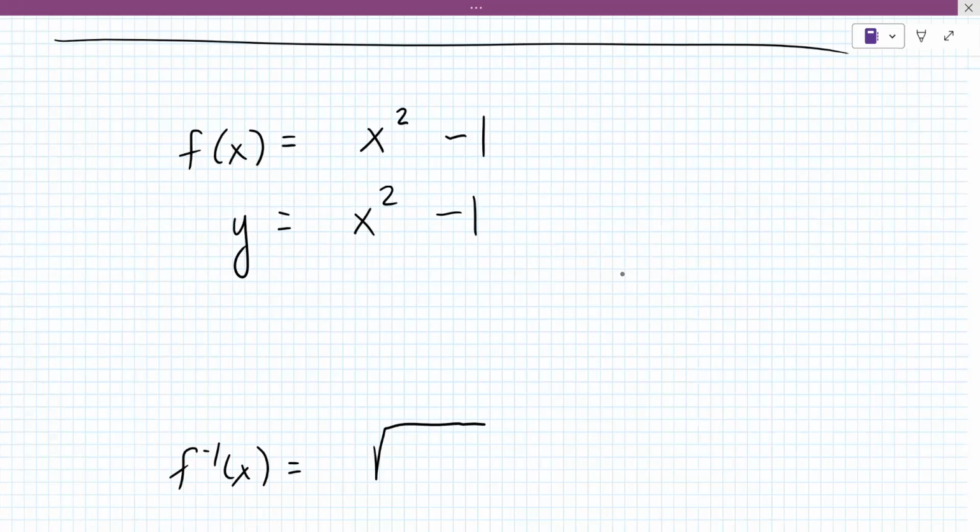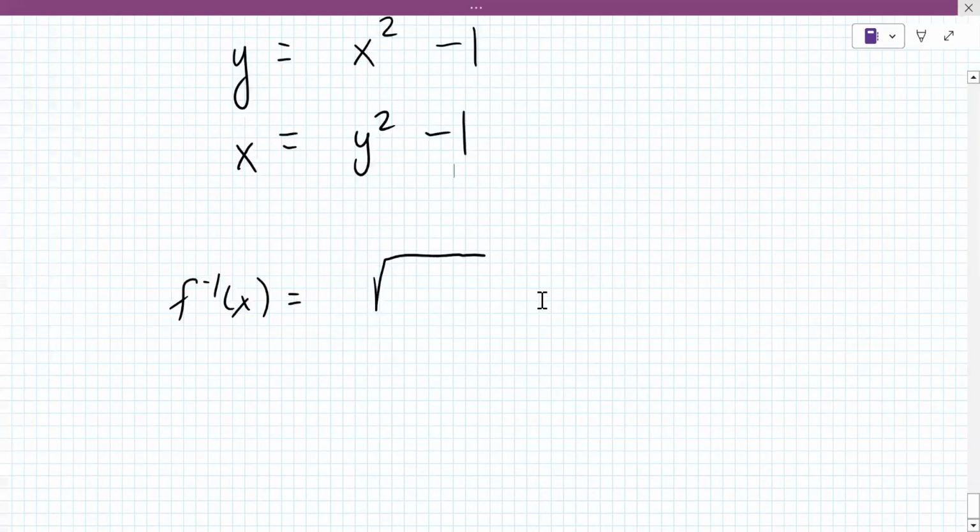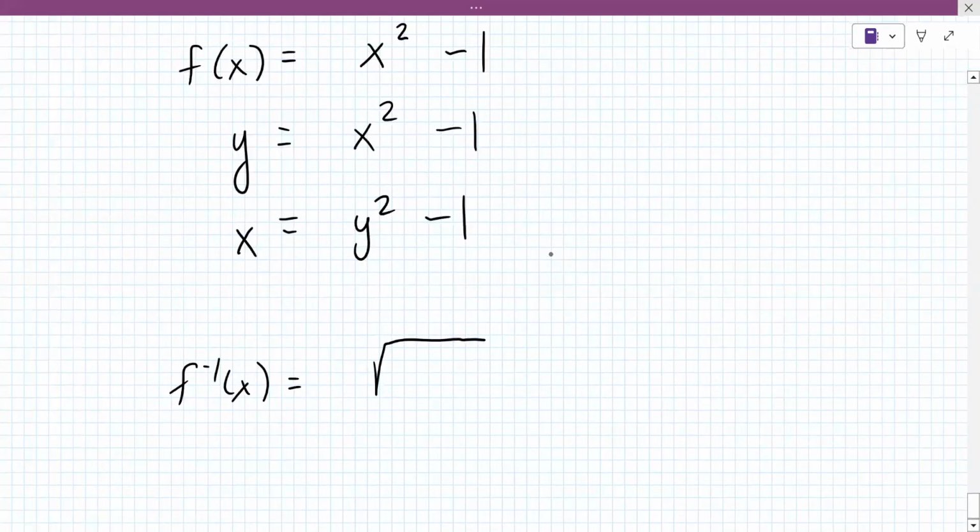Sorry about that. I was muted for a second. Did you write y equals x squared minus 1? Yeah. Did you switch x and y? Oh, wait. I didn't add. Is it x plus 1? Yes. Oh, I actually subtracted the 1 from both sides instead of adding. Very important. Yeah.